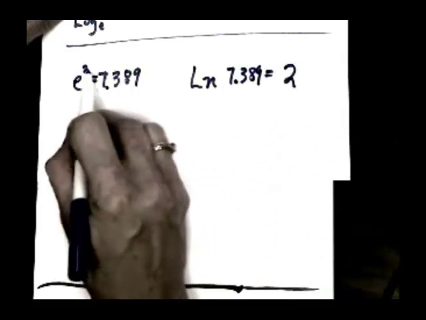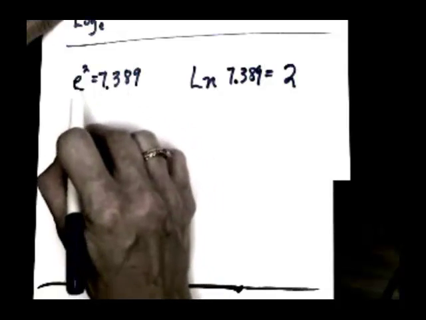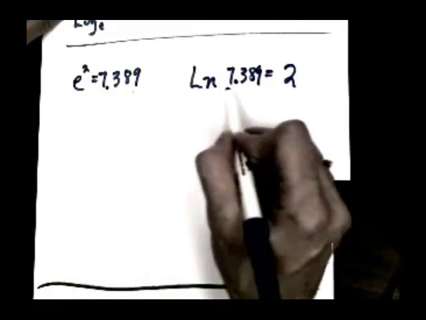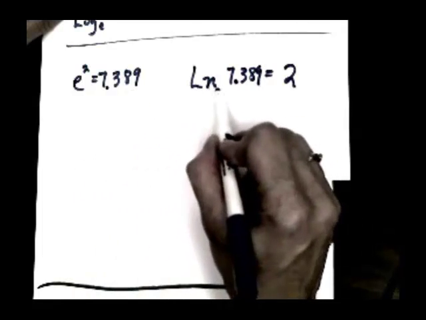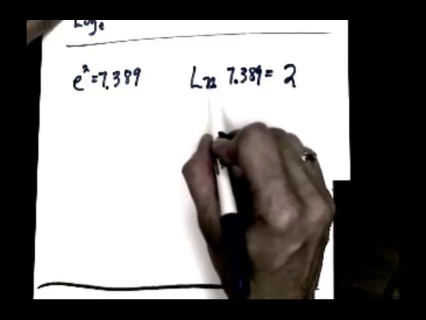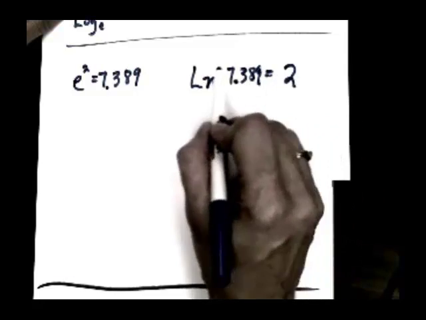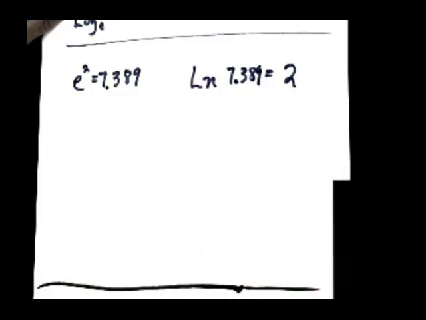So this is the exponential form of this equation. E to the second power, e with an exponent, equals 7.389. As a logarithm, it's an ln, understood base e. ln of 7.389 equals 2. Logarithmic form. So those are some examples of logarithms.